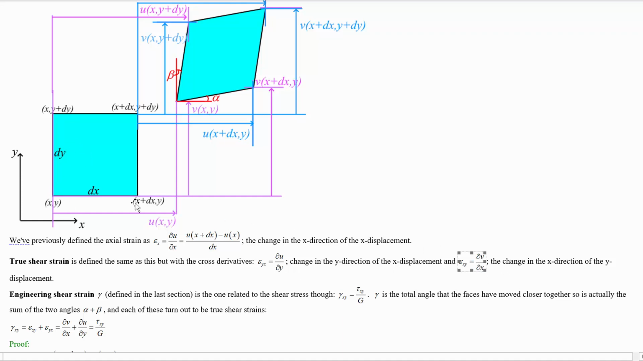But what about this one? If we look more to the right, it will have moved down if it just rotated, yeah? So then we will have del v, the y displacement per step in x, is negative, yeah? And if you add them together, if it's just rotating, then they'll cancel. And that gives a hint at how you find out the engineering shear strain. So the engineering shear strain, the one that's actually related to the shear stress per shear modulus, is the sum of these two true shear strains, right?